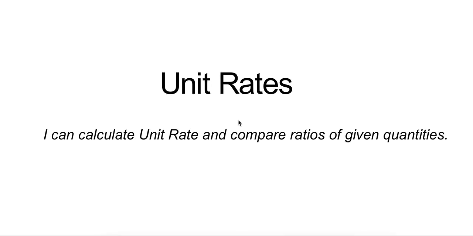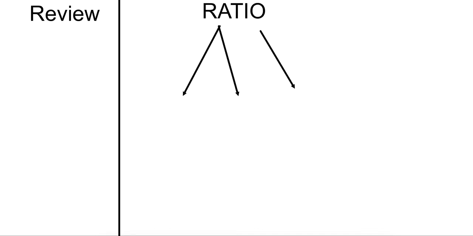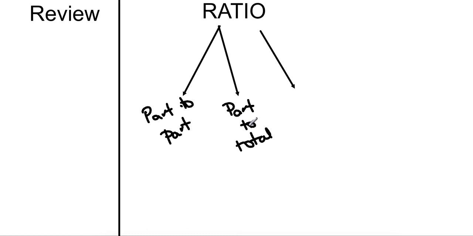Unit rates. I can calculate unit rate and compare ratios of given quantities. All right, so let's review. We talked about a ratio so far in this unit. We had two kinds, part to part, so that'd be like boys to girls, and then part to total, that would be like girls to the class.